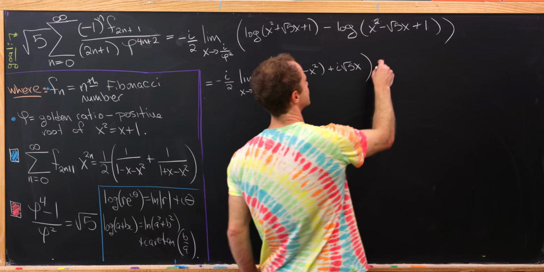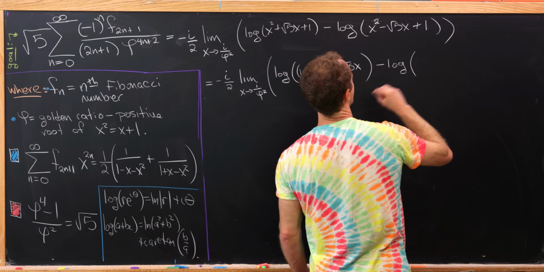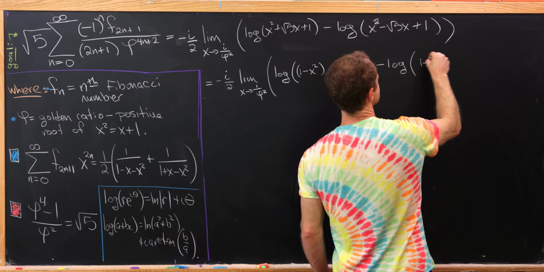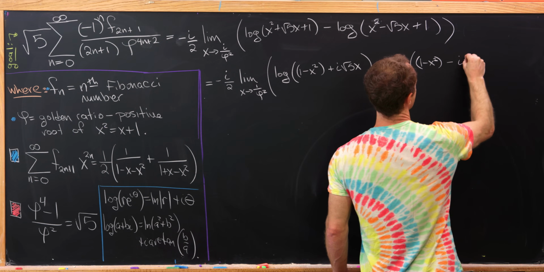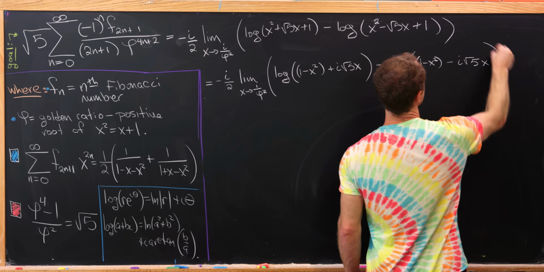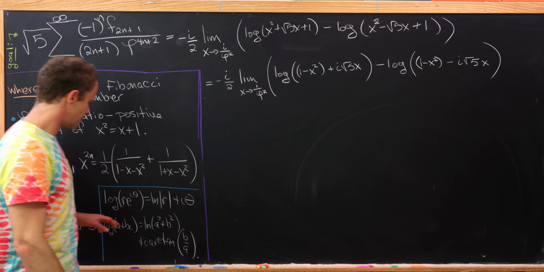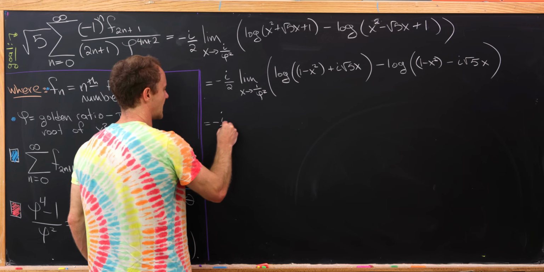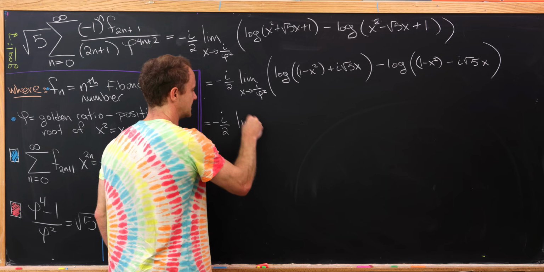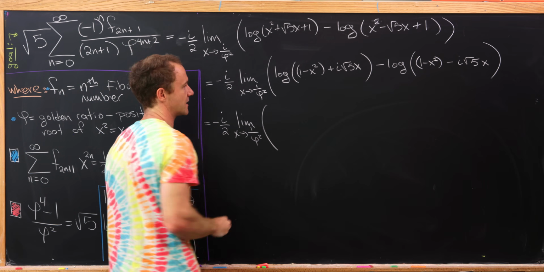And then we're going to have something similar over here. So we'll have minus the logarithm of another 1 minus x squared, and now it'll be minus i times the square root of 5 times x. Great. And now we can use this rule down here. So this is going to be minus i over 2, we have this limit as x approaches 1 over phi squared.